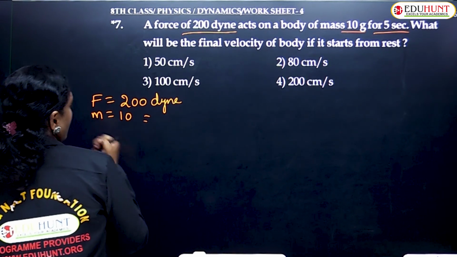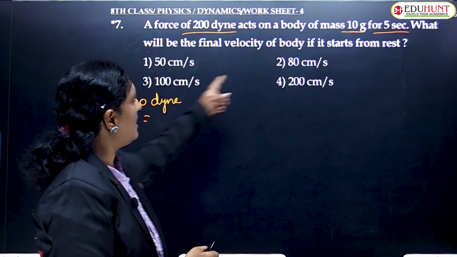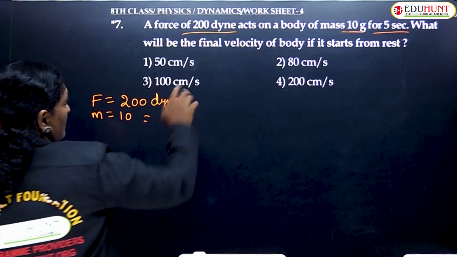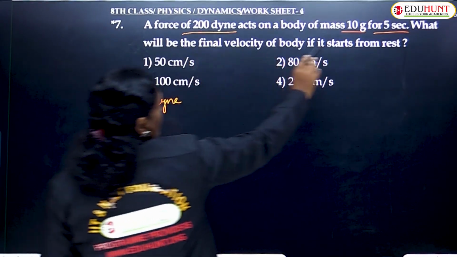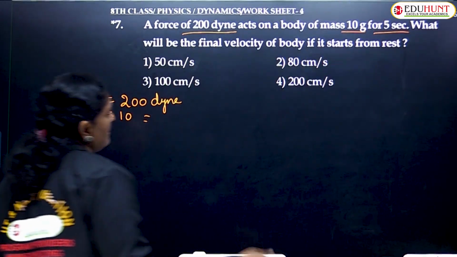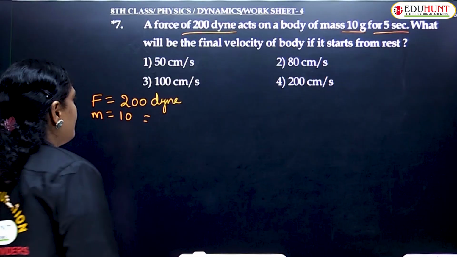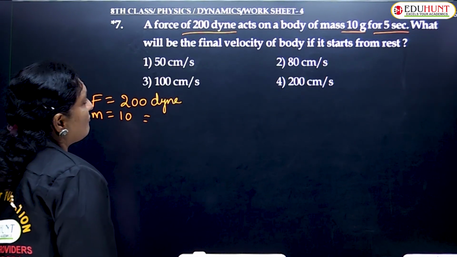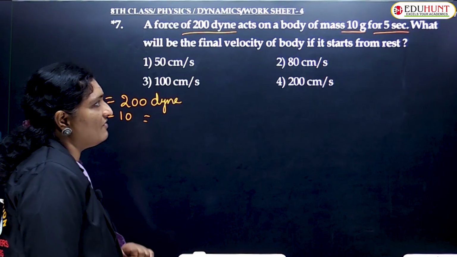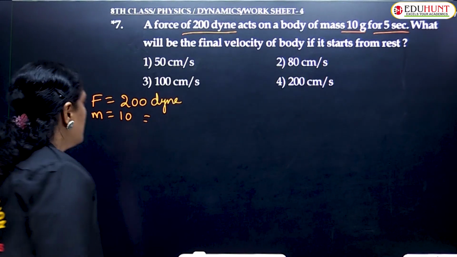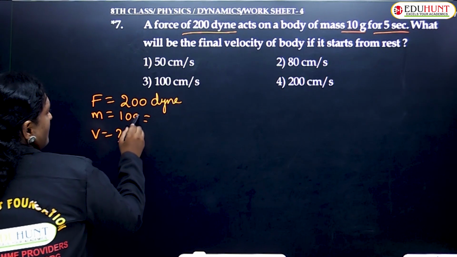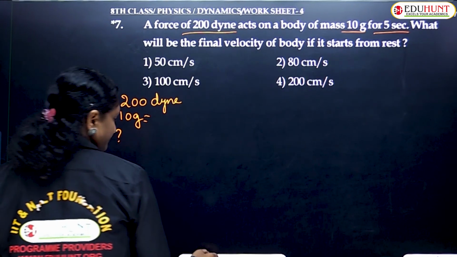Children, the answers are in the CGS system. Everything here is in CGS: dyne means CGS, gram also CGS, and second is the same in both SI and CGS. So no need to convert at all. You are asked to find the final velocity of the body if it starts from rest. So here, what is the final velocity of the body? Mass is in grams, that's all.